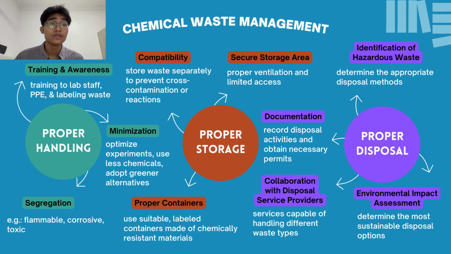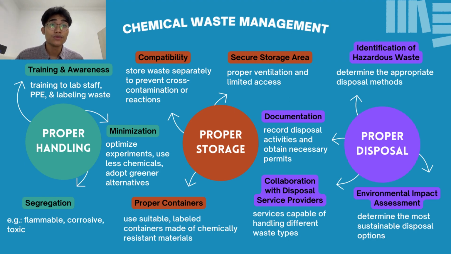Next is to segregate chemical waste based on their properties such as flammable, corrosive, or toxic. This can prevent potential reactions and determine the appropriate storage and disposal methods. And finally is to minimize the waste generated when using the lab. This includes optimizing the experiment procedures, using smaller quantities of chemicals, and using alternatives or greener chemicals.